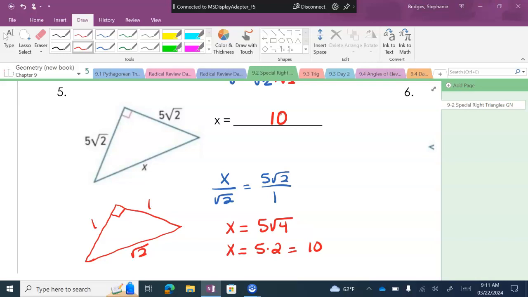So we've done that on all of this. So your hypotenuse is only 10. No, you started at 4.